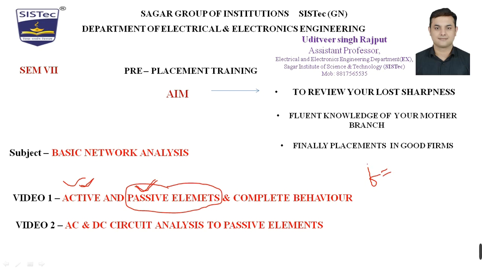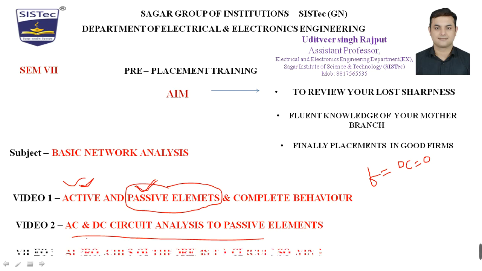How? Because DC means frequency is 0, and AC is the frequency is 50 Hz. So video 2 is dealing about the AC and DC circuit analysis to passive elements. In a very short approach, we will try to cover these things. And the third video will be approaches of theorems. That will be the third video.